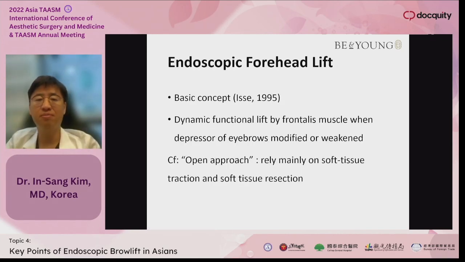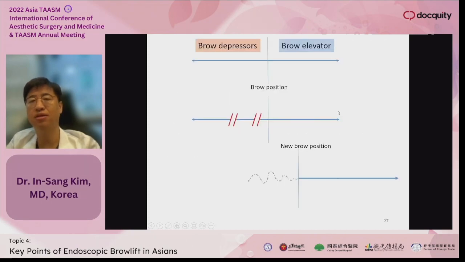So its basic concept is a functional dynamic brow lift by the frontalis muscle when the depressor muscles are modified or weakened. The open approach just relies on soft tissue traction. That's the difference. If we weaken the brow depressors, then the brow elevators will move the brow upward, and the new brow position is set at the higher position.